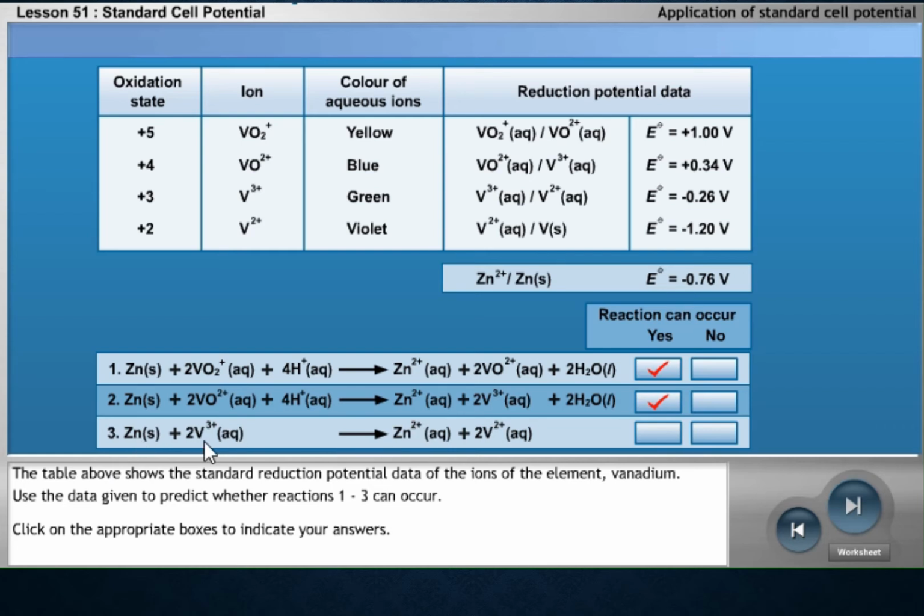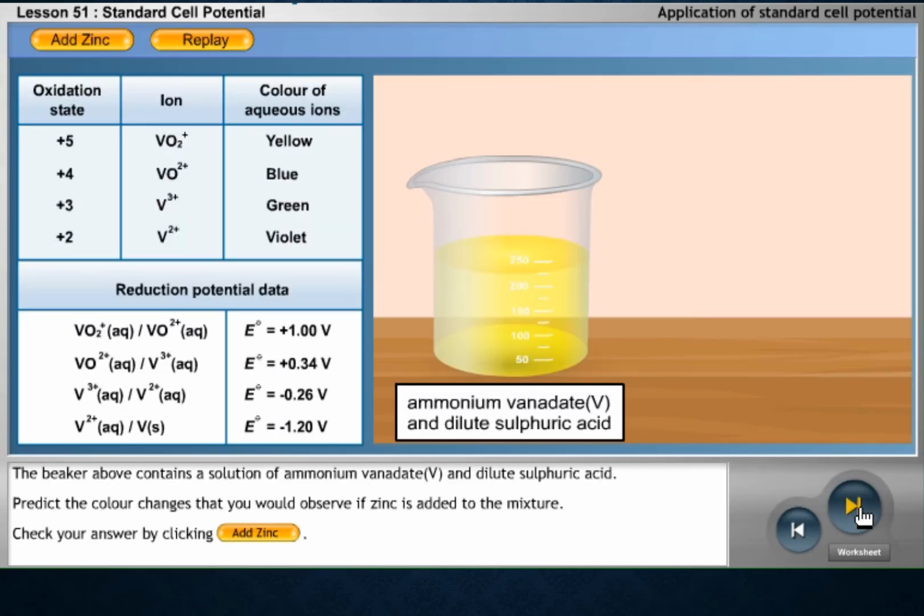Zinc to Zn2 plus is oxidation, V3 plus to V2 plus is negative 0.26, and zinc is negative 0.76. Negative 0.26 minus negative 0.76 is positive 0.5. It's also positive. That means the reaction can occur.